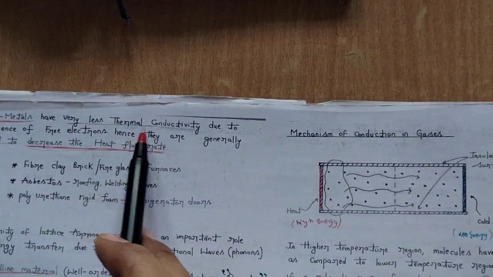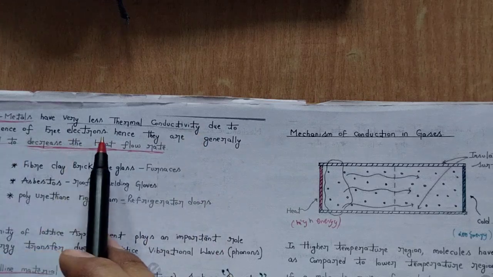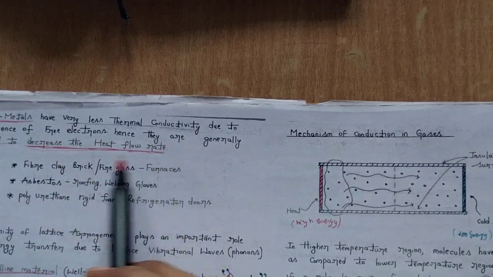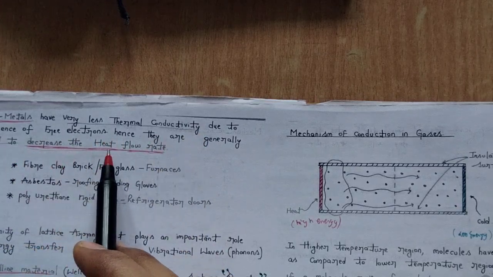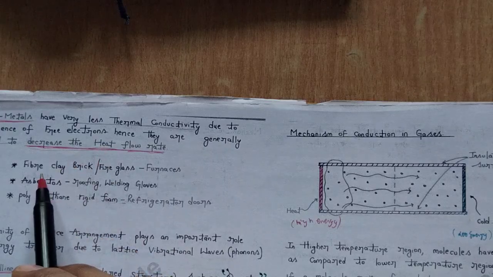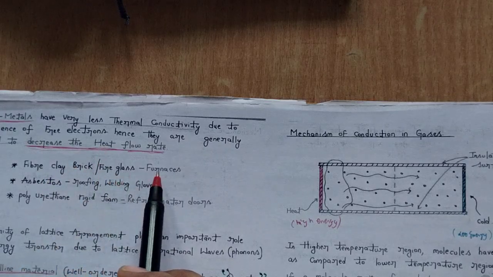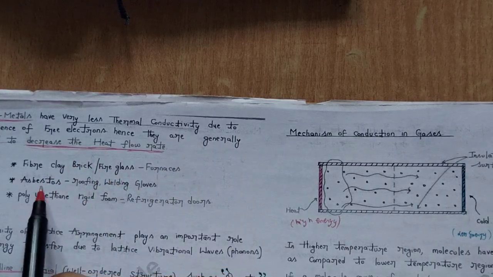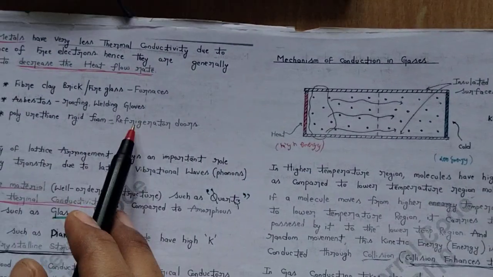Next, non-metals have very little thermal conductivity due to the absence of free electrons. Generally they are used to decrease the heat flow. You can see fire clay, asbestos in furnaces, and polyurethane in refrigerators.